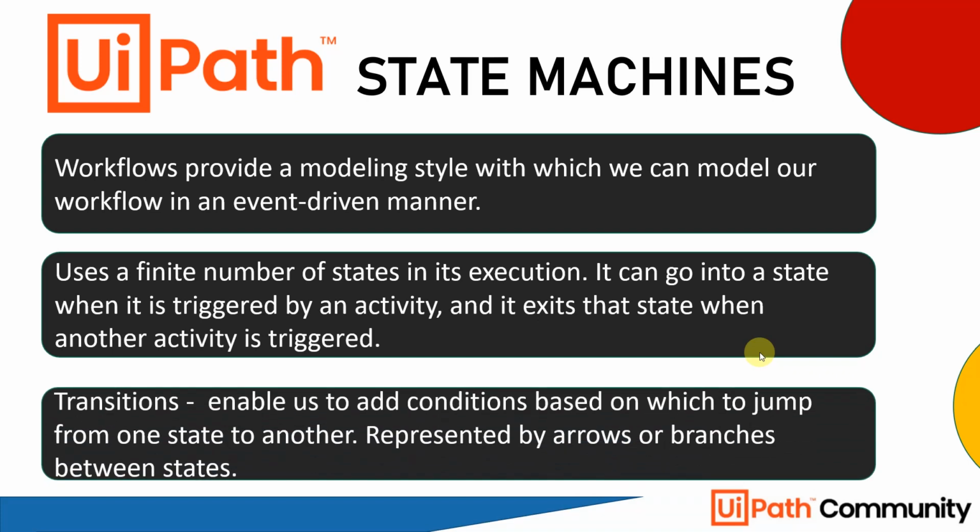Now, what is a transition? It enables us to add a condition based on which to jump from one state to another, and it is represented by arrows or branches between the states. Transition is as simple as that. We can add conditions, and the condition tells us when the robot or the process will switch the state. That is what we call a transition.